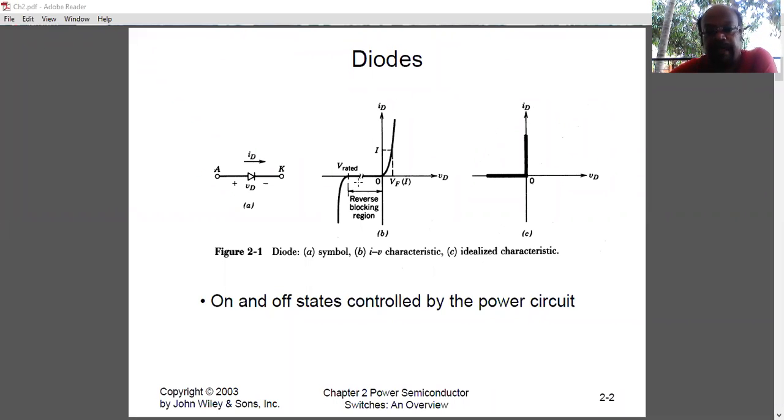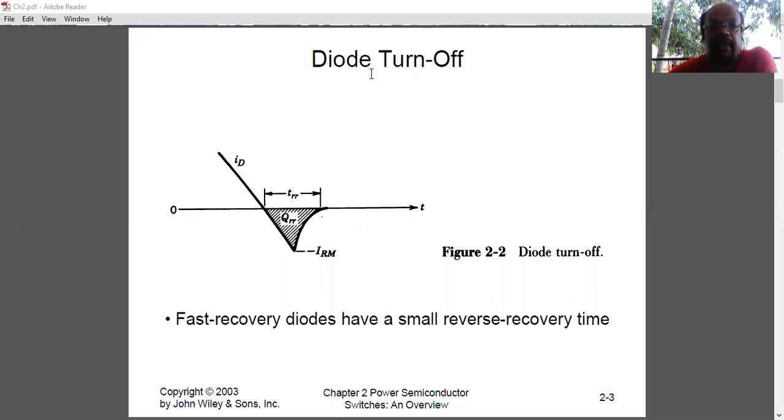So automatically here it is completely capable of blocking in the reverse bias. Up to this rated voltage, it is capable of blocking. That means if cathode is positive and anode is negative, up to this voltage, it will not allow the conduction. So it has a very good reverse blocking capability. Usually, the idealized characteristics we represent like this. This is for the off, this is for the on. Okay, idealized characteristics.